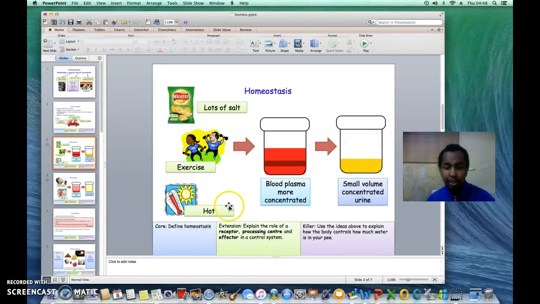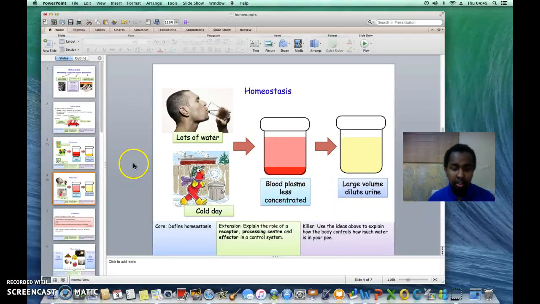For example, if the opposite was true and you drank a lot of water and you did not exercise and did not lose a lot of water, the urine will not be concentrated, it will be diluted. The water will be in there. Concentrated basically means less water. Since you're losing water, your urine will have less water, so it will be more concentrated, and the blood plasma will be more concentrated. They both will have less water. If you have lots of water and it's a cold day, for example, your blood will be less concentrated, a large volume, and your urine will be very dilute.